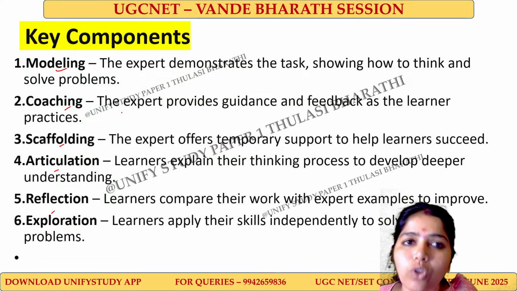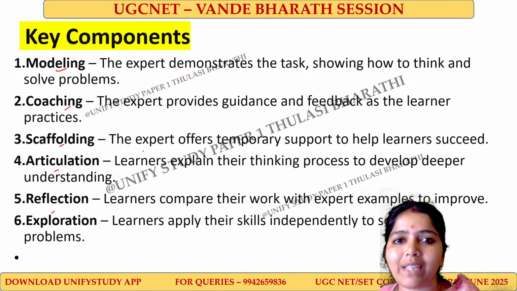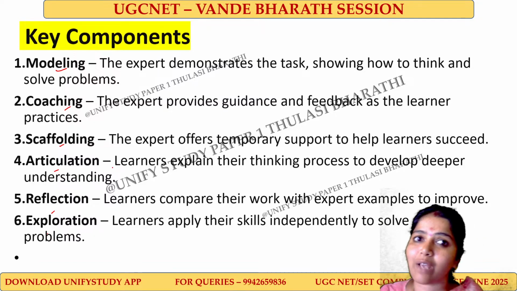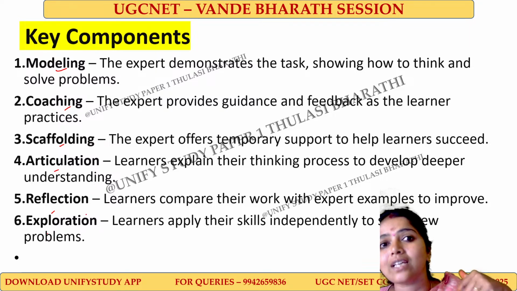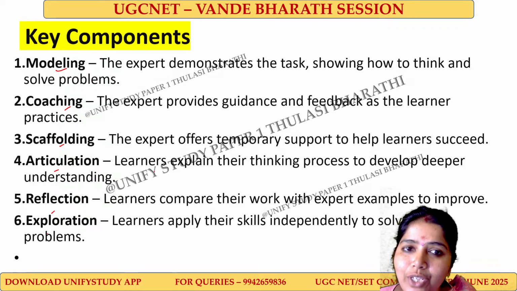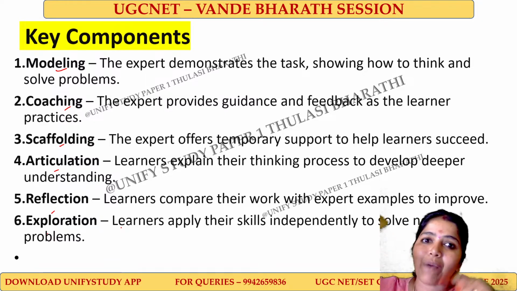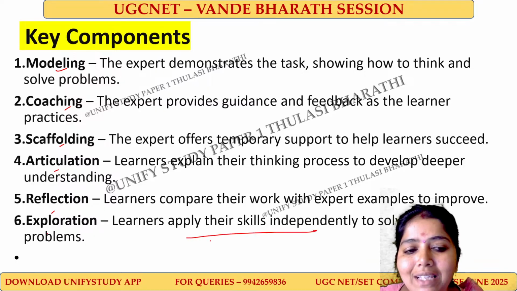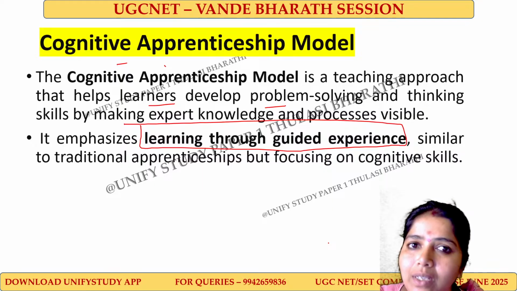So how to think and solve the problems will be done, and they will be given enough guidance by the expert to do something, and temporary support will be given whenever needed. Once they are able to do it, the hands will be taken off. And then articulation: the learner's role is to think on their own and make it in their own style. And then reflection: whatever they have thought, they compare and reflect on it. And exploration, where they can apply their skills independently to solve new sorts of problems. These are the key components of the cognitive apprenticeship model.